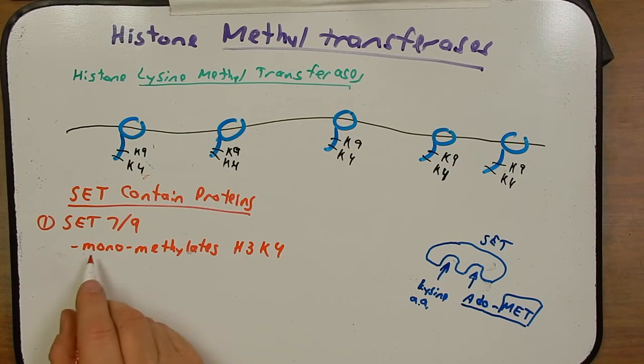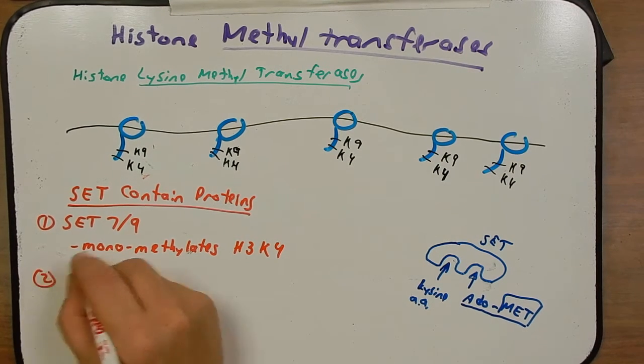So this SET7/9 can only take in one methyl group. This particular enzyme has the capacity to open up and allow a second or third methyl group to come in there, but in doing so it distorts the active site in such a way that it can't add that second or third methyl group to the lysine.